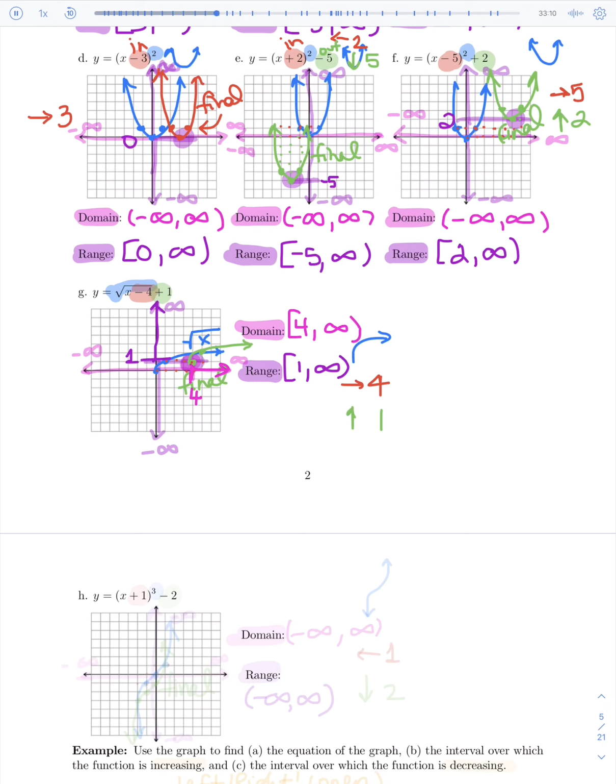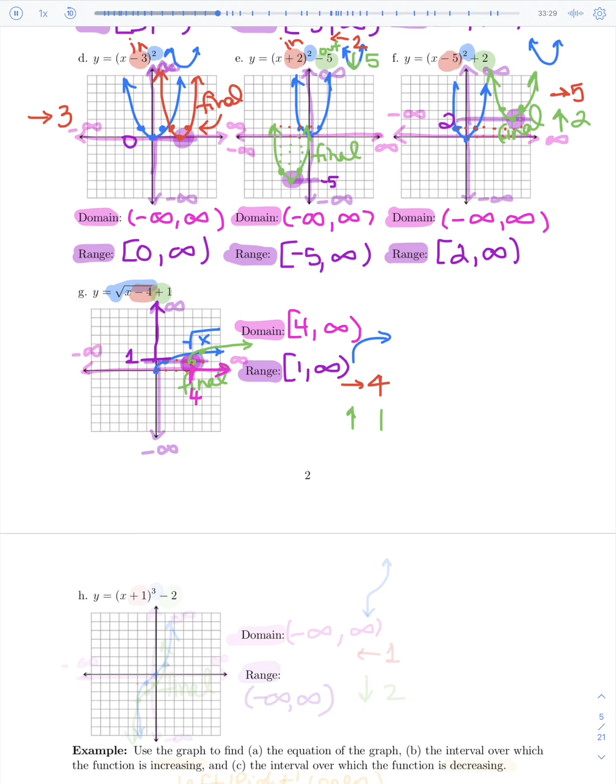So our domain was from 4 to infinity because we moved it to the right 4. And our range was from 1 to infinity because we moved it up 1. And our shape was the fact that we have half of a parabola on its side. So let's take a look at our final graph here in this section.